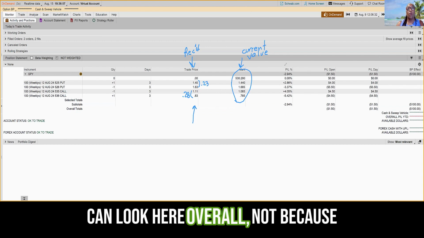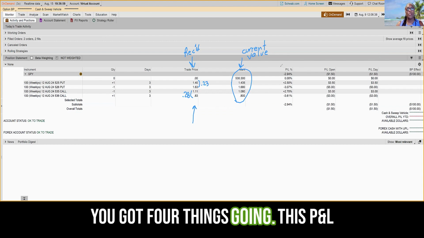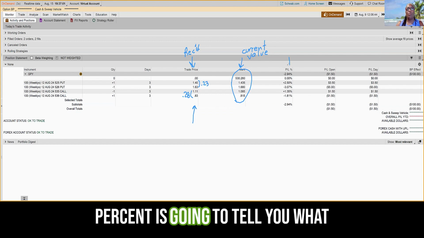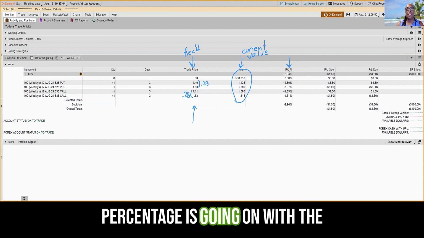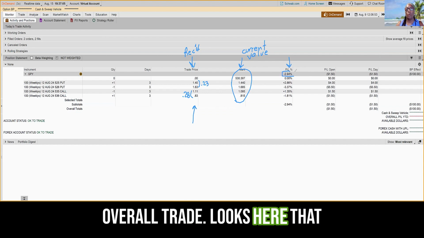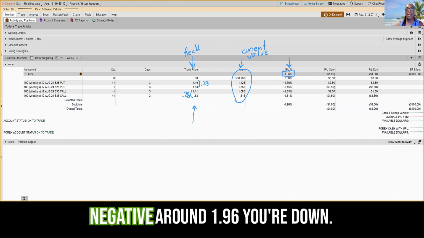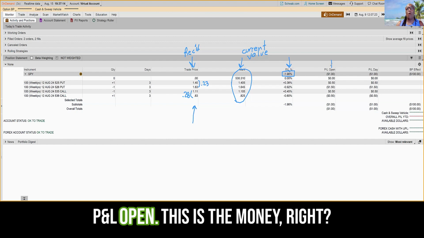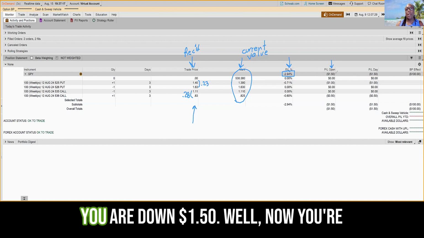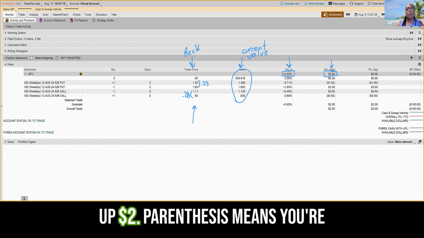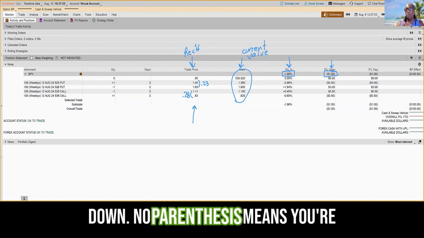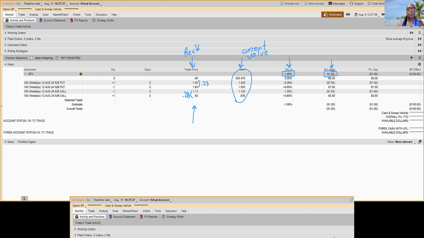You can look here overall, now because you got 4 things going, this P&L percent is going to tell you what percentage is going on with the overall trade. Looks here that you're down 2.94%. That's what the negative, or down 1.96. P&L open. This is the money, right? You are down $1.50. Well, now you're up $2. Parentheses means you're down. No parentheses means you're in the green, right?